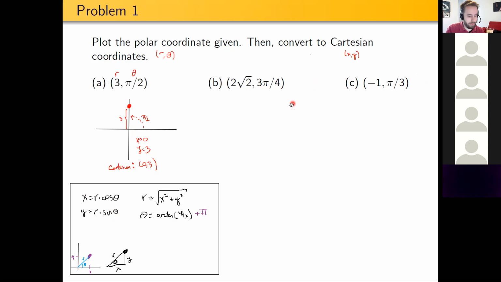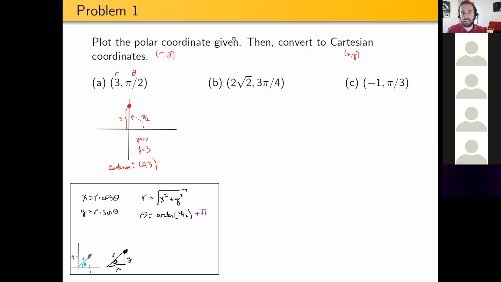Let me pause there. Any questions about this first example? Okay, well, let's keep going.